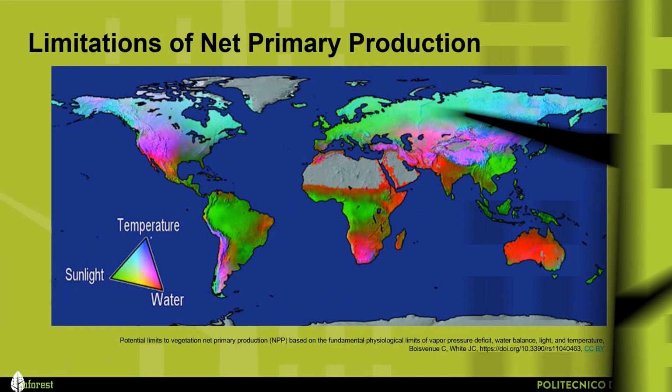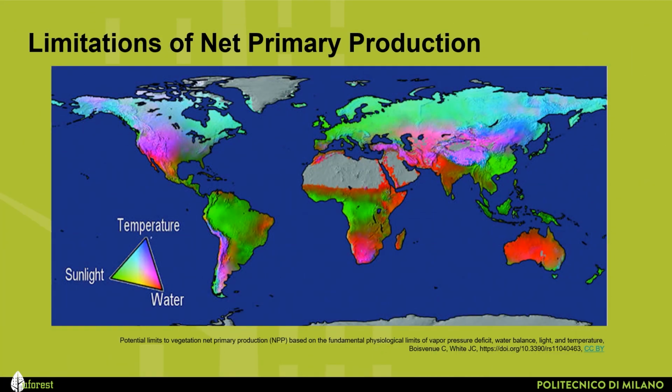In any case, net primary production in forest ecosystems is strongly limited across the globe. The most important limiting factors are sunlight, water availability, and temperature, whose effect depends on the regional climate. In Europe, net primary production of temperate forests is mostly limited by sunlight, that of boreal forest is mostly limited by temperature, and that of Mediterranean forest is mostly limited by water availability.